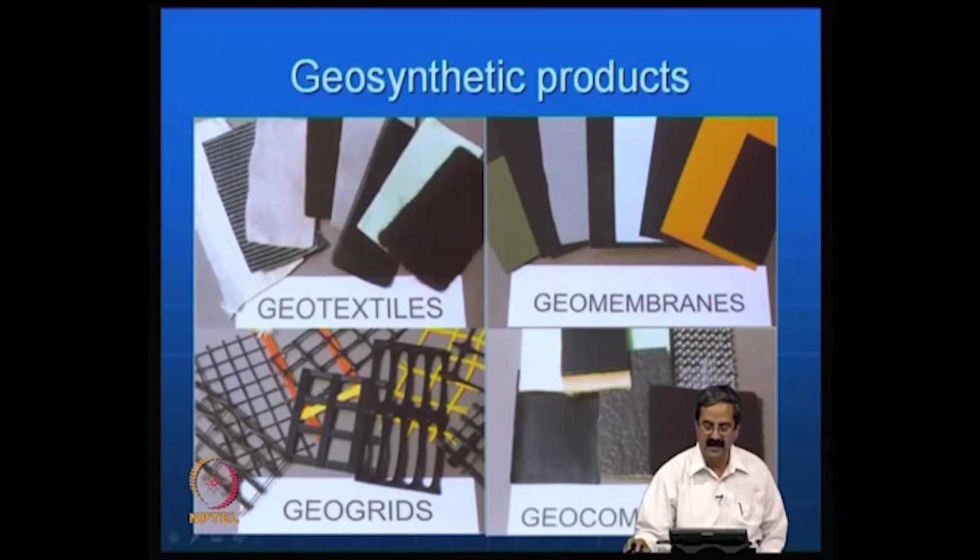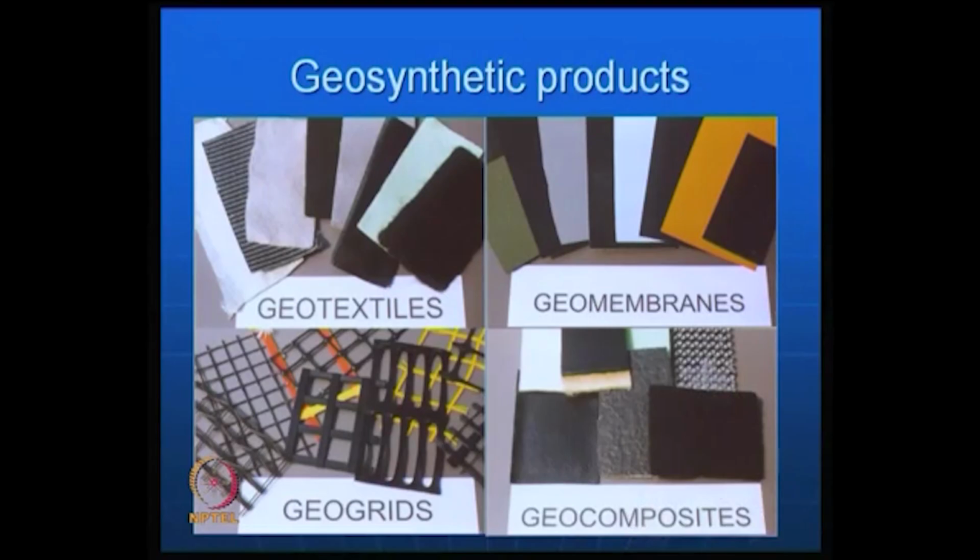Then geocomposites, where you combine two functions, like reinforcement and drainage. Because the soil is poor in drainage and you also want reinforcement, you put in a geocomposite, which can help in both drainage and reinforcement. So, you have geosynthetic products that can be very useful in ground improvement.